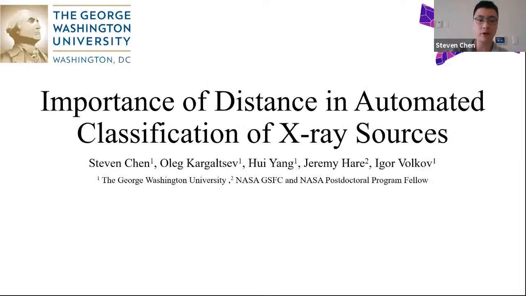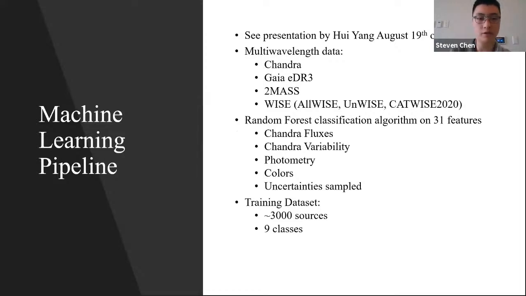Yeah, so I'm Stephen Chen. I'm a grad student at the George Washington University, and my talk is on the importance of distance in automated classification of X-ray sources. So we use a machine learning pipeline, which was talked about in detail by Hui Yang on August 19, to classify X-ray sources. In summary, it uses multi-wavelength data from Chandra, Gaia, 2MASS and WISE, and it uses a random forest classification algorithm. It has 31 features, including Chandra fluxes, variability features, photometry colors, and it samples uncertainties. Our training data has about 3,000 sources over 9 classes.